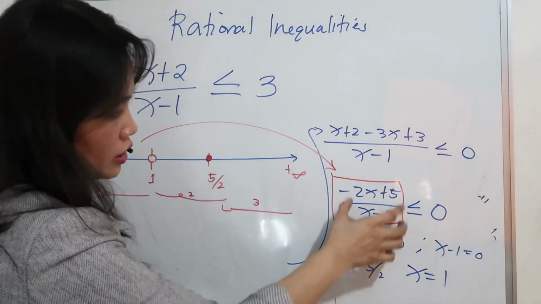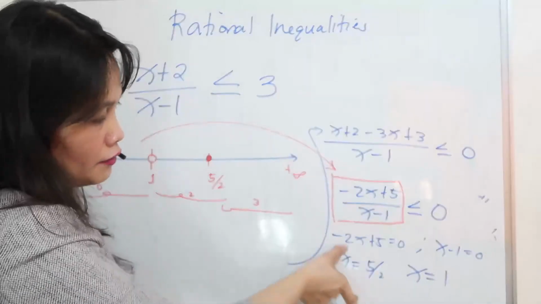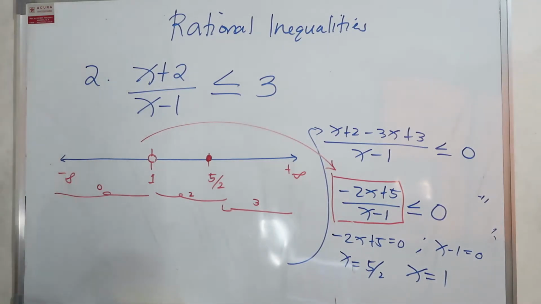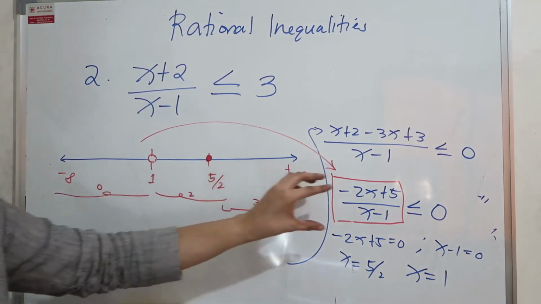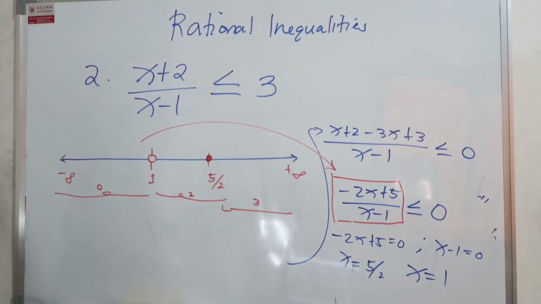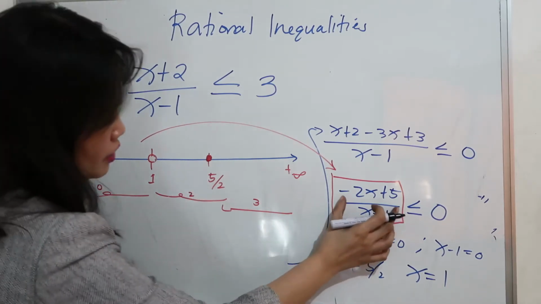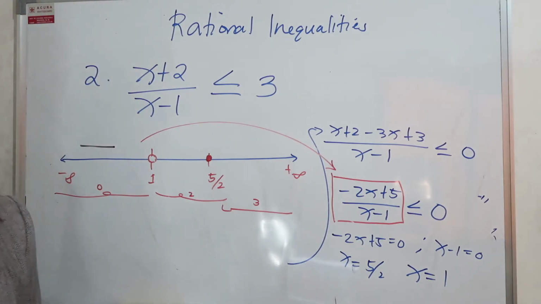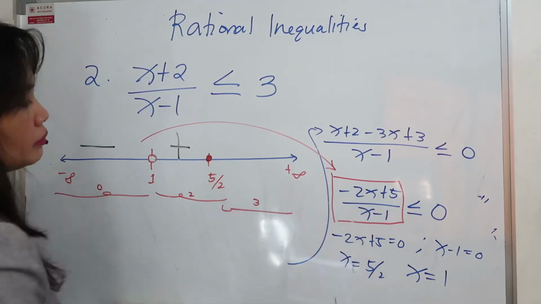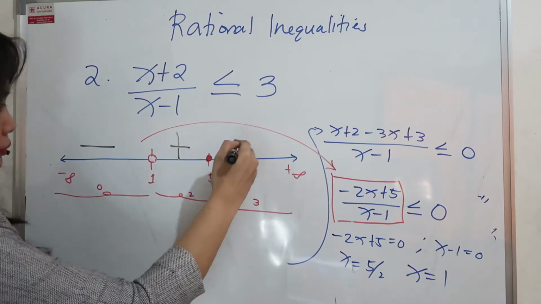Why do we need to substitute here? Because your values came from this. So what will be the sign after you substitute? Zero, substitute here. Okay, negative. Just simply substitute. Next, 2, substitute here. Positive. 3, substitute. Okay, negative.